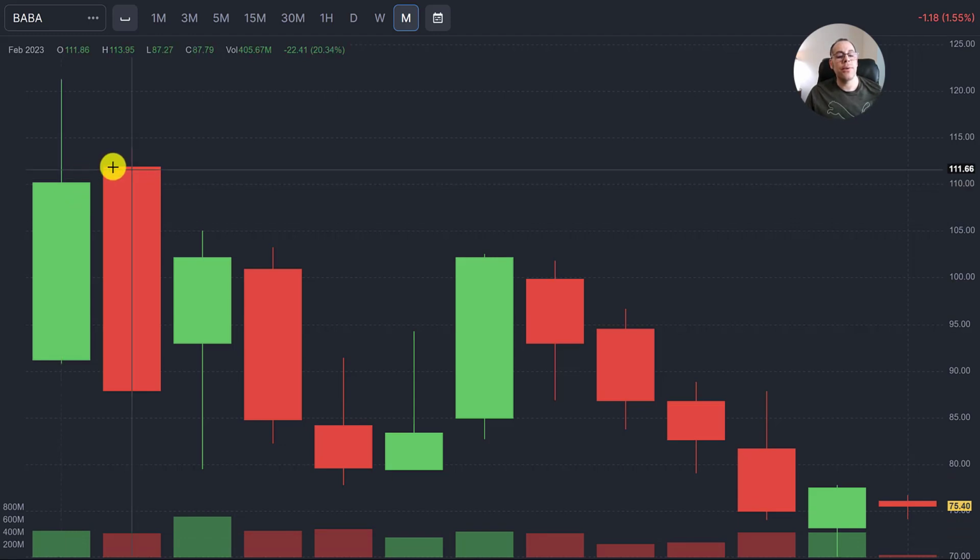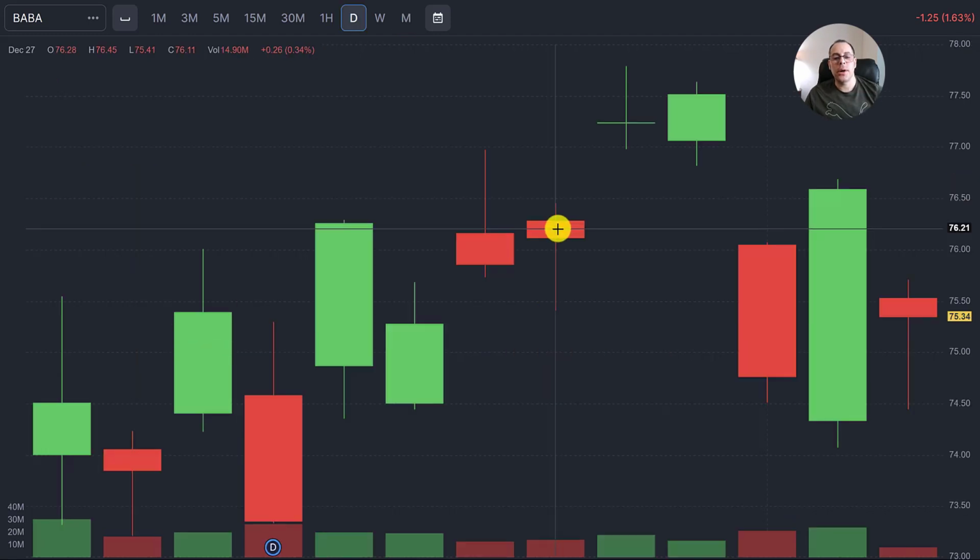On February 1st, the stock opened at 111.86. This column is February. How come the close does not equal the open? Because on the last trading day of January, there's a few hours in post-market trading. And the first trading day in February, there's a few hours in pre-market trading. So that's why the opening and close don't always match.